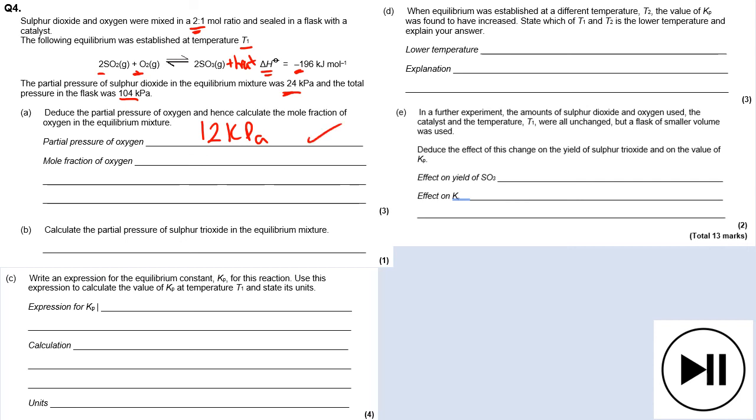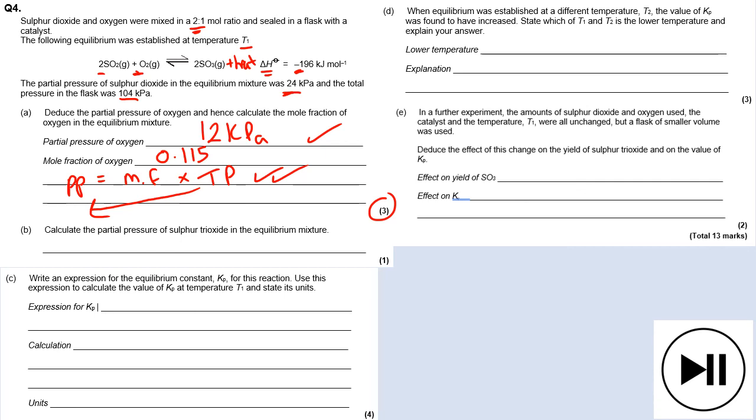The mole fraction now. So if we remember, the partial pressure is equal to the mole fraction multiplied by the total pressure. So if we want to find the mole fraction, we can just divide the partial pressure by the total pressure. So if we do 12 divided by 104, that equals 0.115. That's all 3 marks. Okay.